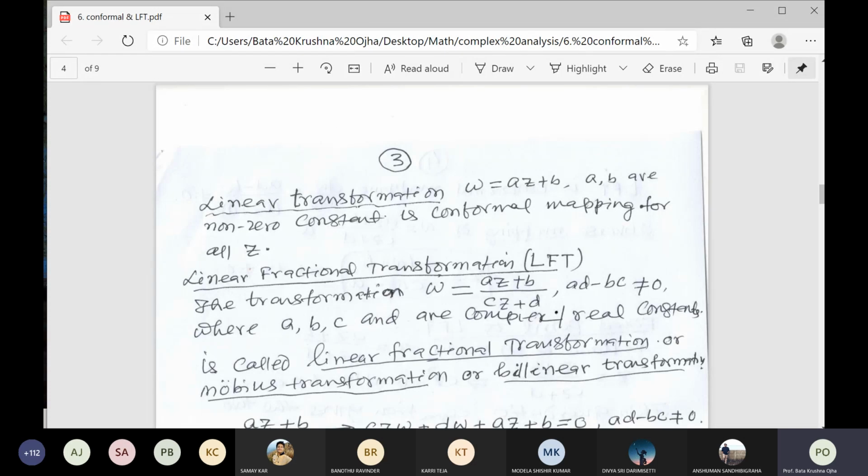Now another transformation we have already discussed, the linear transformation w is equal to az plus b. I have told you already that it is a combination of translation and magnification. If b is equal to 0, it is a magnification.